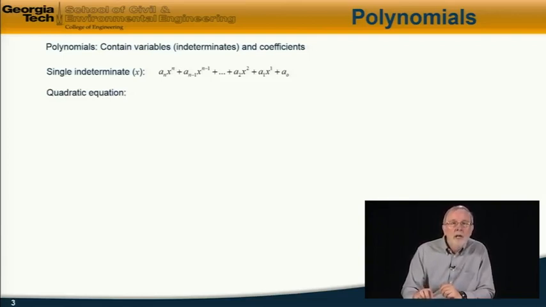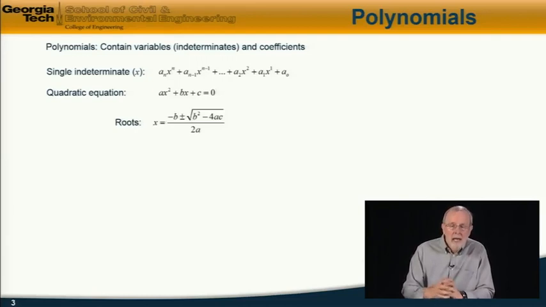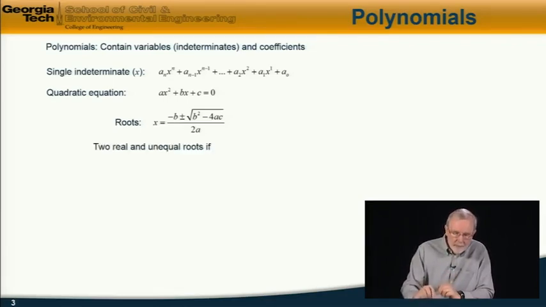In particular, we deal often with the quadratic equation, which has this form: ax squared plus bx plus c is equal to 0, and the roots or the solutions to this equation are given by x is equal to minus b plus or minus the square root of b squared minus 4ac, divided by 2a. There are two of them.